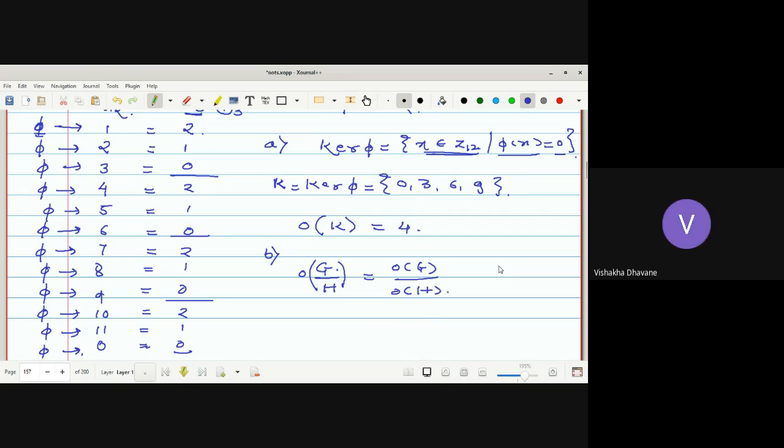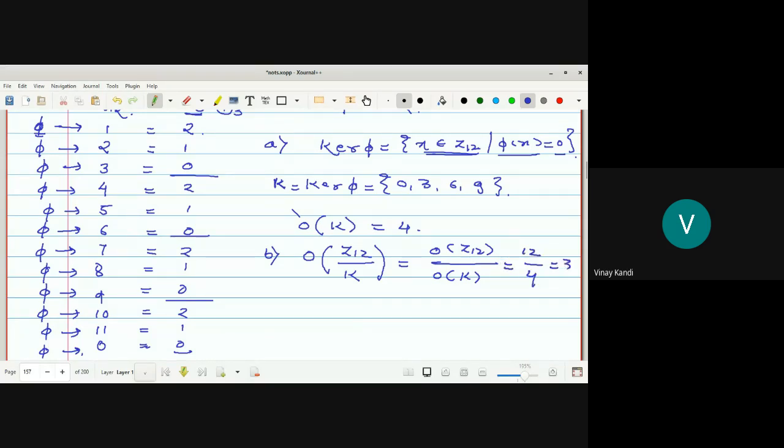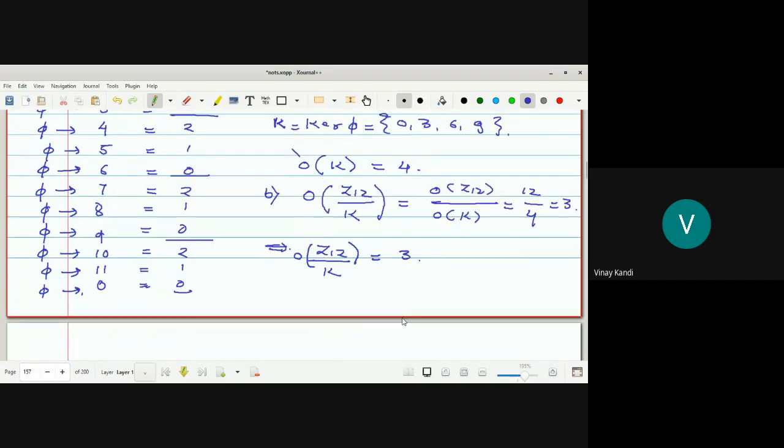Now wait a minute. Here the order of Z12 divided by K is equal to what? Order of Z12 divided by order of K, which is equal to 12 upon 4, that is equal to 3. This implies the order of Z12 upon K is equal to 3. So the cosets of K in G contain how many elements?